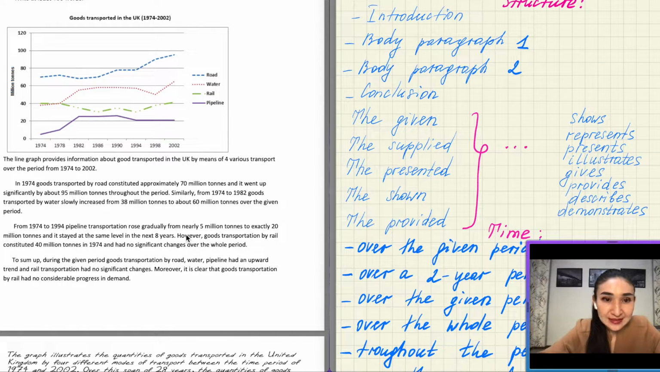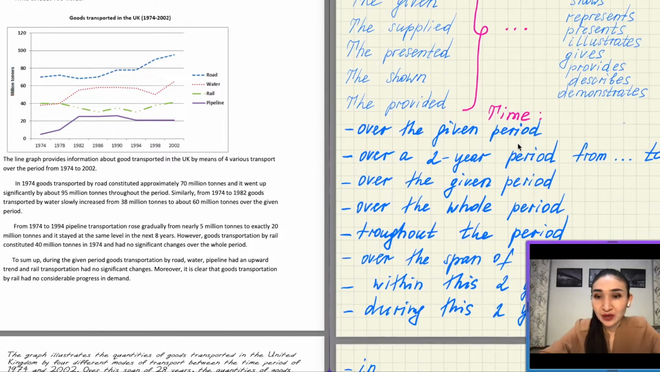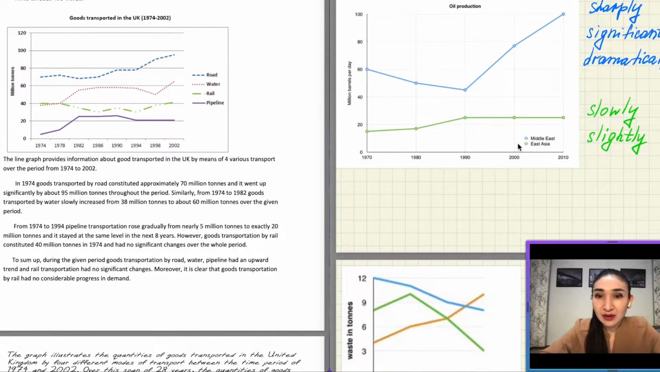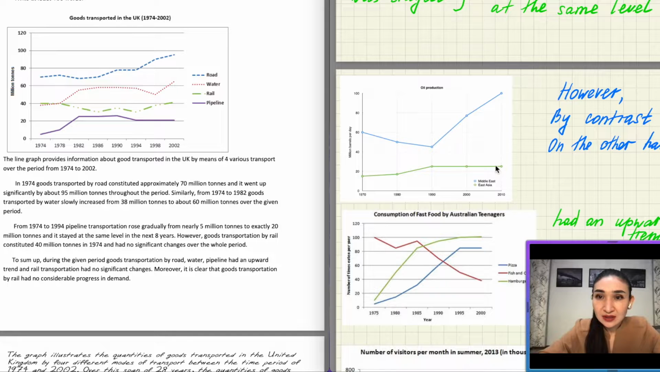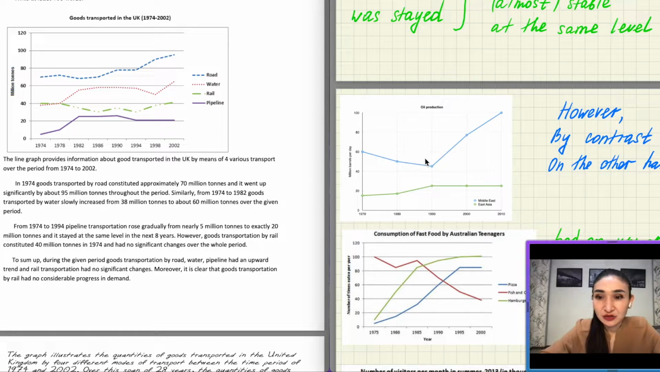Since the changes which happened to the pipeline and the rail are different, I was just using "however". I do not recommend using similar linking words twice, combining two similar things in body paragraph 1 and body paragraph 2. That's why here I was using the contrast. So, when we have different changes, we can say however, by contrast, on the other hand. I was just using however.